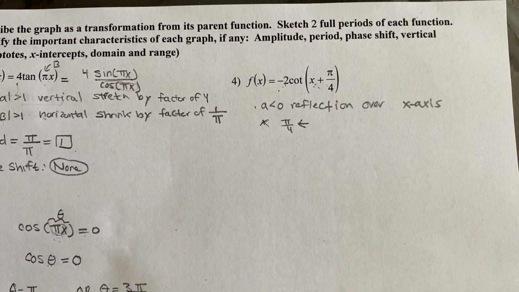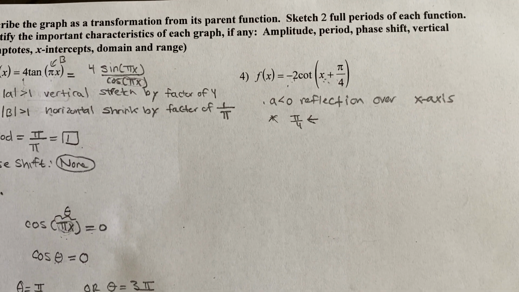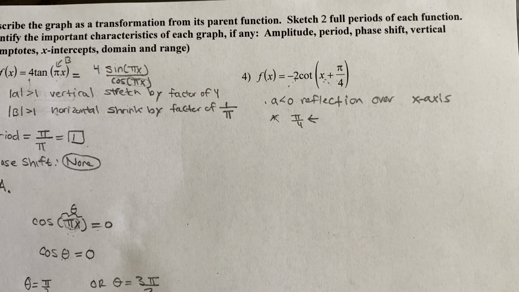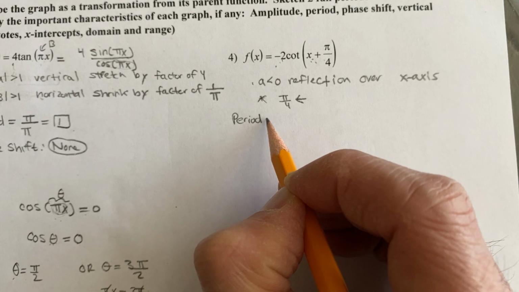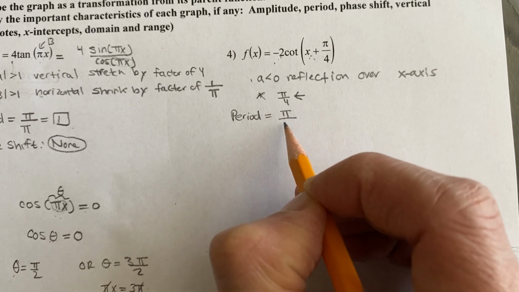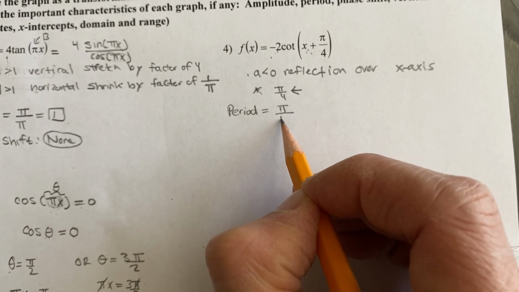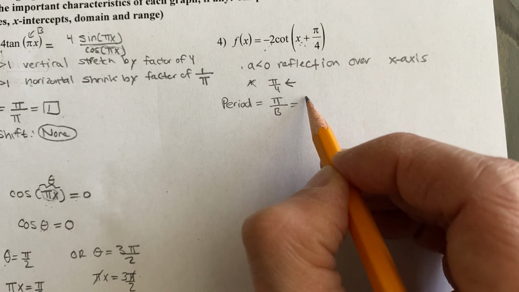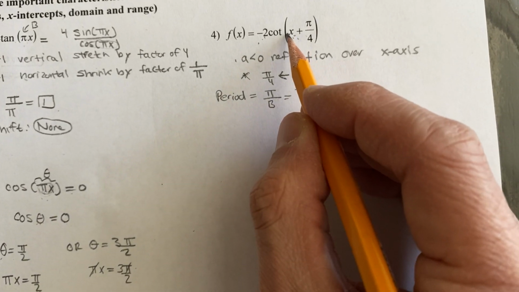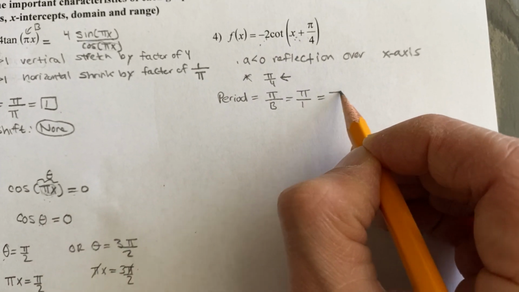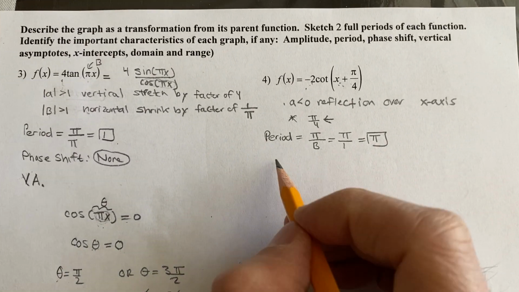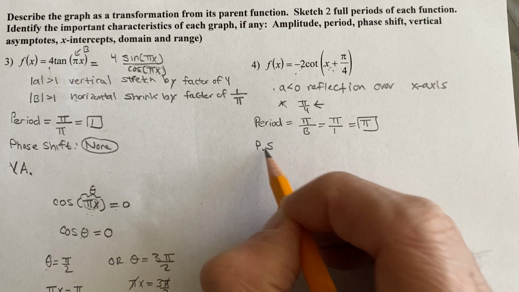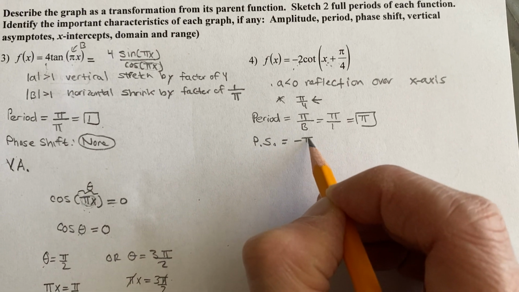Okay, so that's a little review of your transformations. So the way you calculate the period, there's a formula. It's pi over b. It's no longer 2 pi over b, it's pi over b. In this case, the b value is 1. So the period is just pi. The phase shift, this time we do have a PS, a phase shift, which is negative pi over 4 to the left.